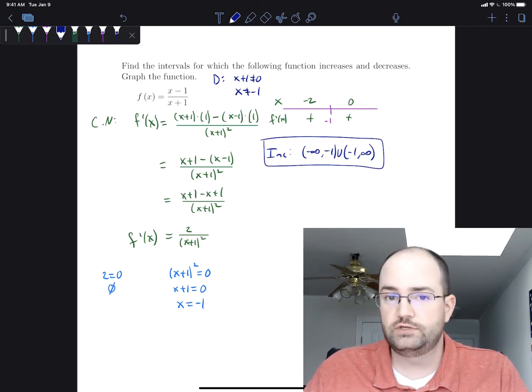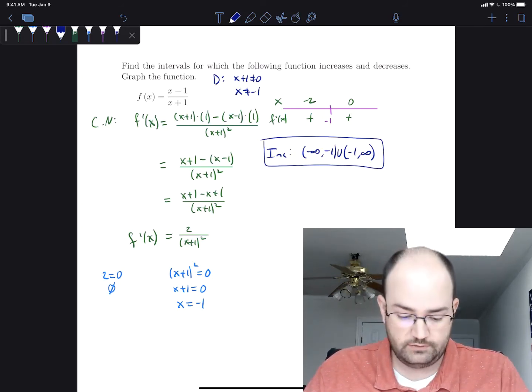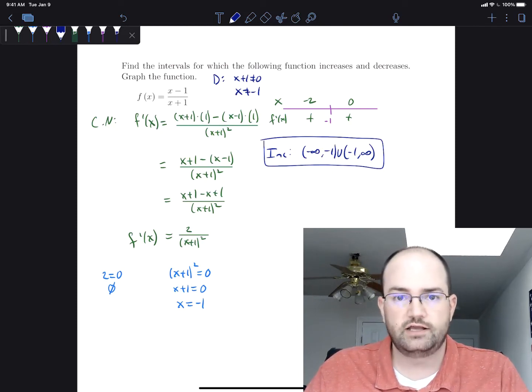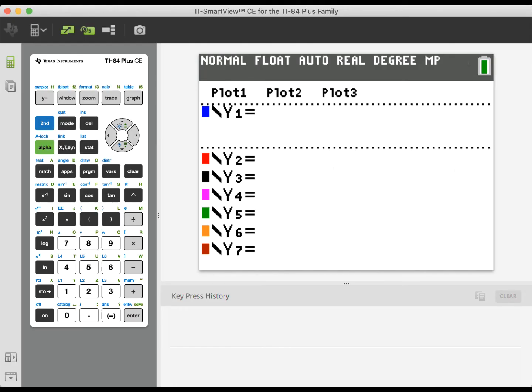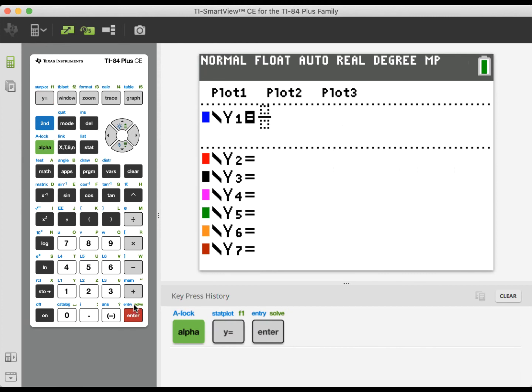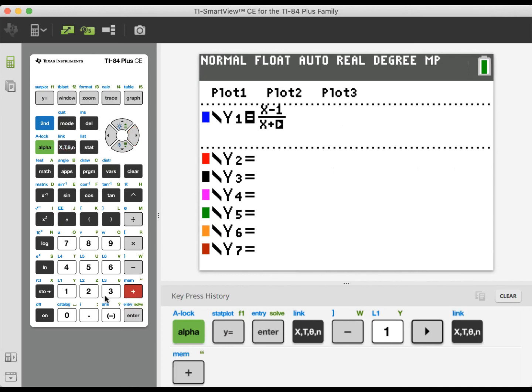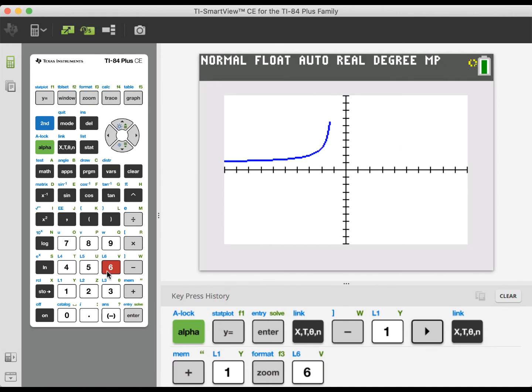So as a result, we need to go ahead and figure out, well, what's that going to look like? Well, that means that we're going to have to graph this, which means we need to go to the calculator. I'll see you there. Okay, so welcome back to the calculator. Let's go ahead and type this in. So on y equals, we're going to do alpha y equals enter. And then in the numerator, we're going to type in x minus 1. And in the denominator, we're going to type in x plus 1. Excellent. And then graph this on the standard window.